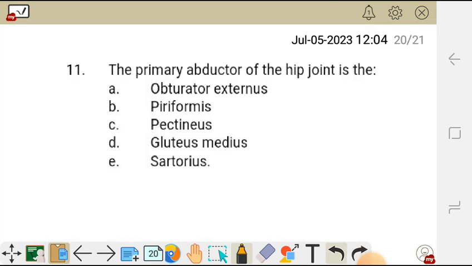Okay, so let's move on to question 11. So the primary abductor of the hip joint is: A, obturator externus, B, piriformis, C, pectineus, D, gluteus medius, and E, sartorius. Okay, so for question 11, try to find the correct answer, and let me see your answer in the comment section below, and look for the other part of this video in my video playlist to find the correct answer for question 11.